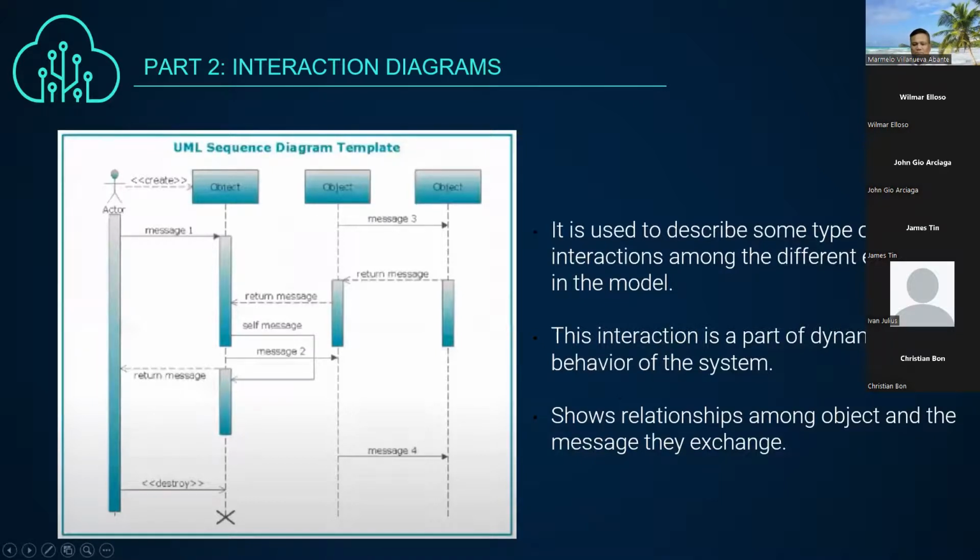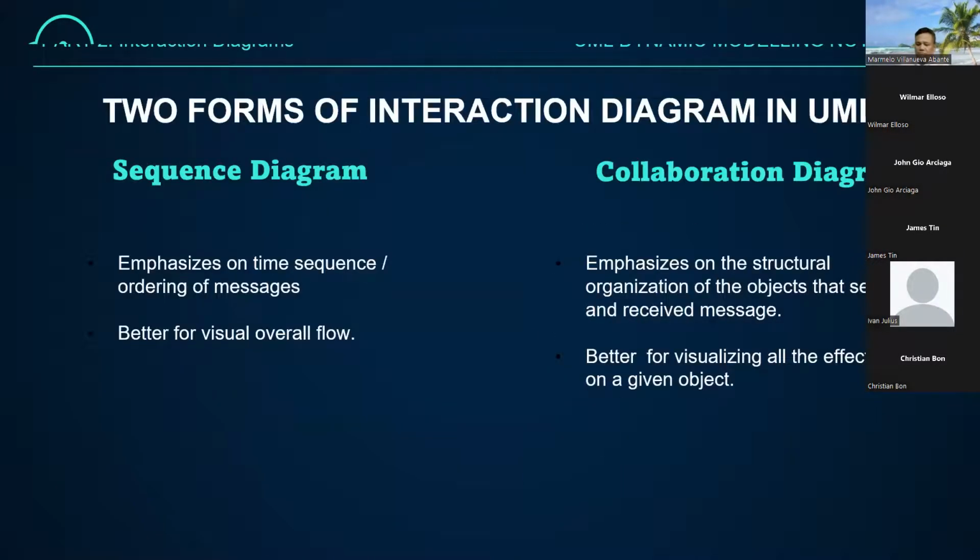So the purposes of the interaction diagrams are as follows: to capture the dynamic behavior of a system, to describe the message flow in the system, to describe the structural organization of the system, and to describe the interaction among objects. There are two kinds of interaction diagrams: sequence diagrams and collaboration diagrams. Sequence diagrams emphasize the time sequence ordering of messages, and are better for visualizing overall flow, while collaboration diagrams emphasize the structural organization of the objects that send and receive messages, and are better for visualizing all the effects on a given object.